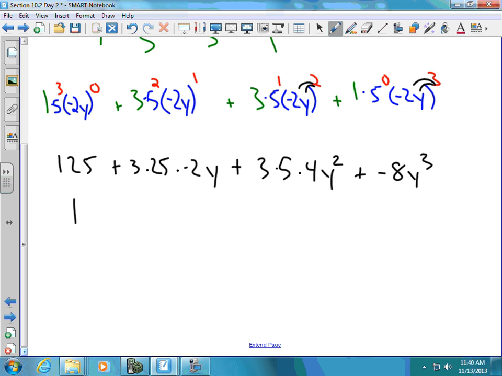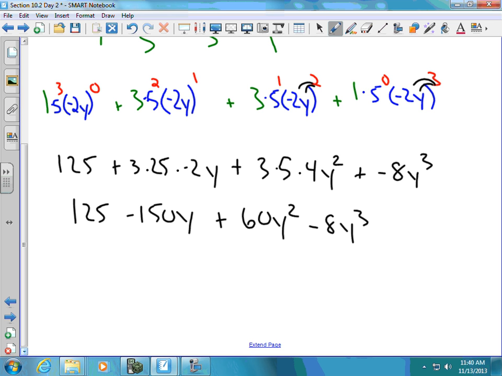So I end up with 125 plus, well, let's see, is it going to be plus? 3 times 25 times negative 2 is negative 150y. And then we have 3 times 5 times 4, that's going to be a positive. They're all positives there. That's 60y squared. And then a negative 8y to the third.